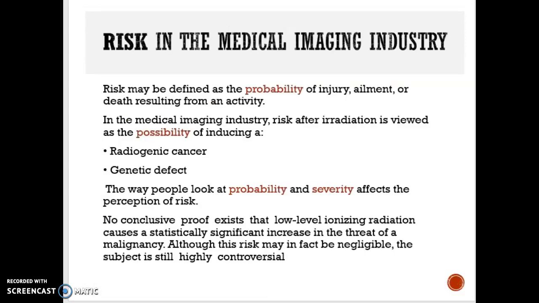So what is risk? How risk is perceived will depend on the probability or the severity of the radiation effect. Risk may be defined as the probability of injury as a result of radiation. In medical imaging, risk after irradiation is viewed as the possibility of causing effects like radiogenic cancer or genetic defects. The way people look at probability and severity depends on the type and the strength of the radiation.